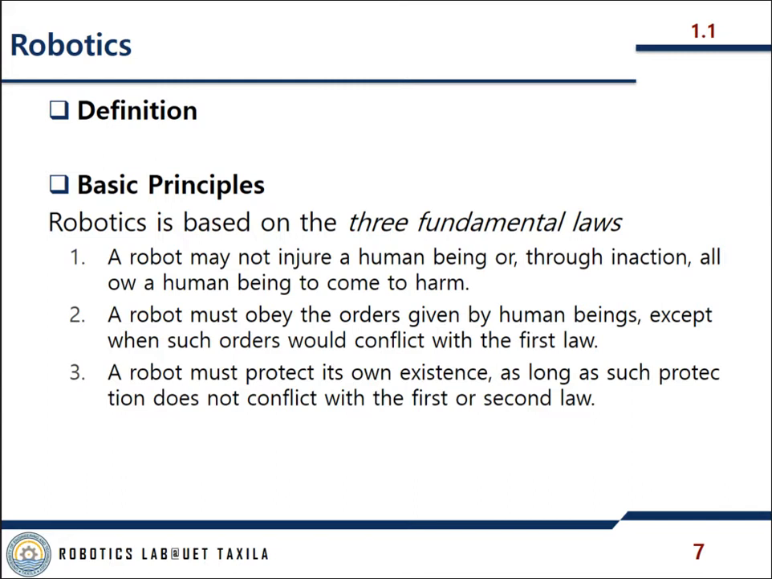So the first thing is it must not injure a human being. Second principle is that a robot must obey the orders given by human beings, except when such orders would conflict with the first law. This is the second basic principle, and these principles are really important. And third principle is that a robot must protect its own existence as long as such protection does not conflict with the first or second law. These are the three basic fundamental principles for robotics, and all robots are built based on these laws.